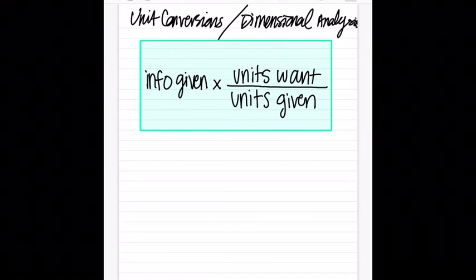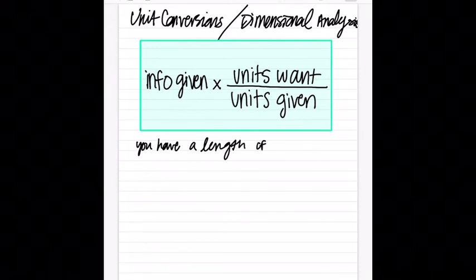Okay, so let me give you a practice problem. It says you have a length of rope that measures 3,075 millimeters. How long is that in meters?